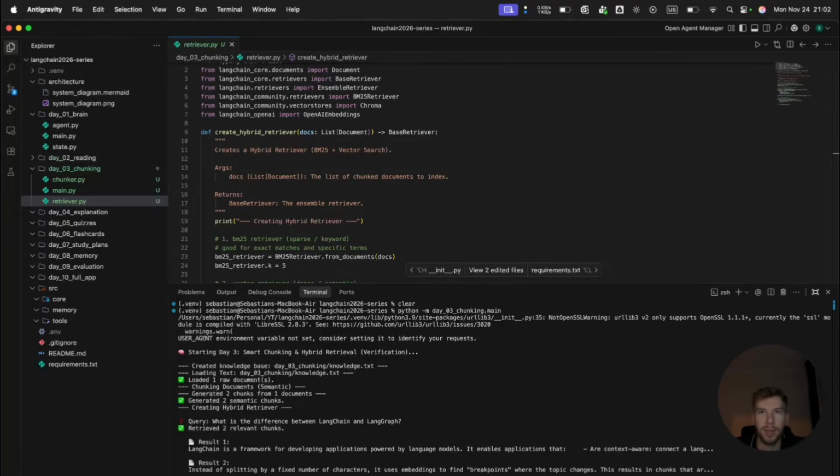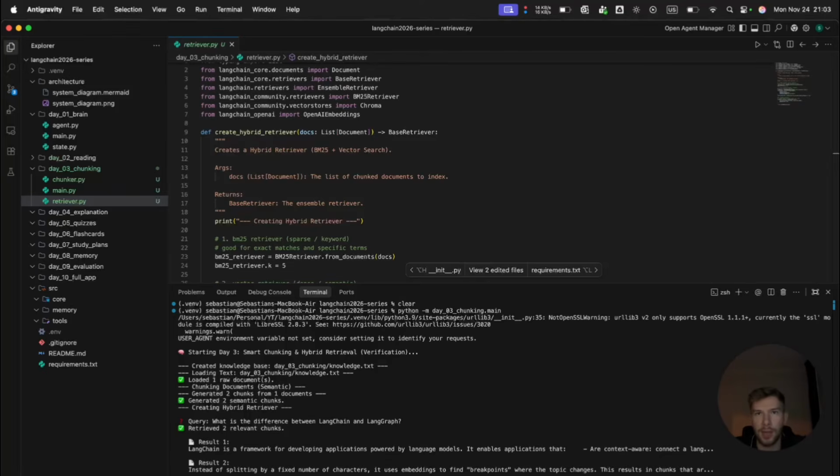Then we build a hybrid retrieval, BM25 plus Chroma, and ask it a real question: what's the difference between LangChain and LangGraph? And the retrieval nails it. It returns exactly those two chunks, one explaining LangChain, one explaining semantic chunking and how LangGraph fits in. This is exactly what we want, not the whole file, not irrelevant paragraphs, just the pieces that answer the question. It's a tiny example, but it proves the whole pipeline works. Load, chunk, index, retrieve. It's accurate, meaningful, and explainable.